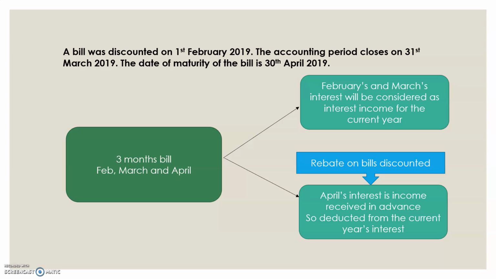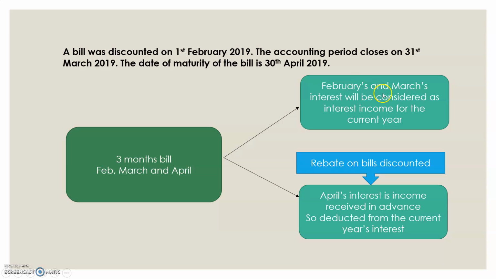Now let us take another case that is same as that of the previous illustration. That is, a bill was discounted on 1st February 2019. The accounting period closes on 31st March 2019, and the date of maturity of the bill is 30th April 2019. So what happens? The same case, February and March in the current accounting period and April in the next accounting period. So 3 months bill means February, March and April.